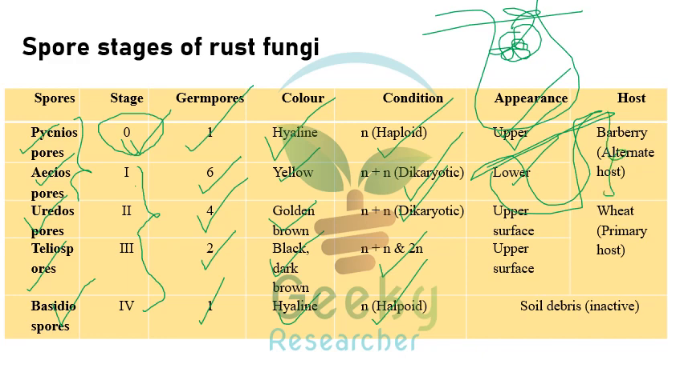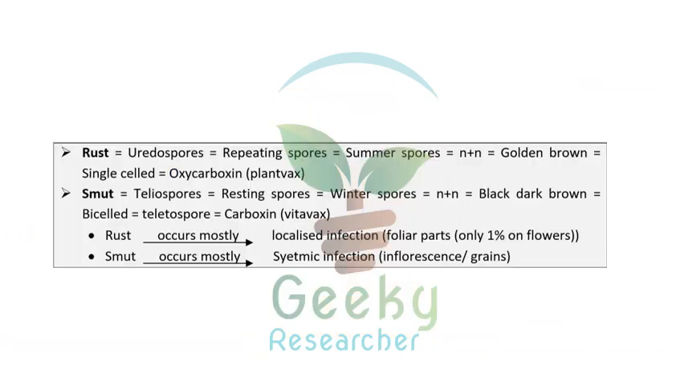Uredospores and teliospores are generally produced on wheat only. If you see the leaf surface of wheat, uredospores and teliospores are produced on the primary host. Basidiospores can occur only in soil debris. They won't germinate anywhere else. They survive only in soil debris. So this is something about rust. Let me give some other information. Rust generally produces uredospores.